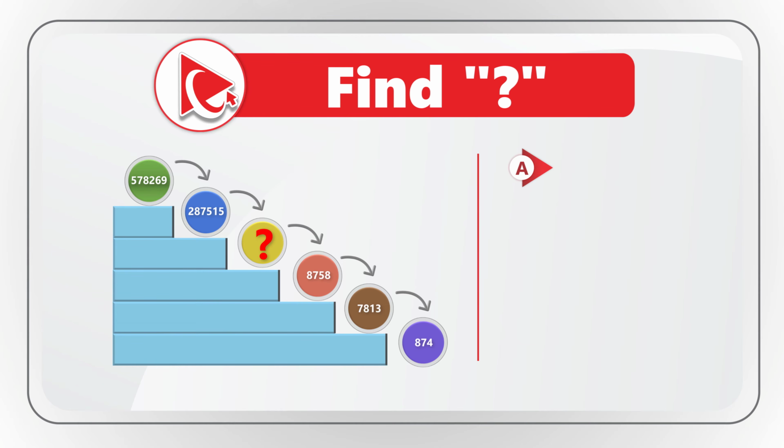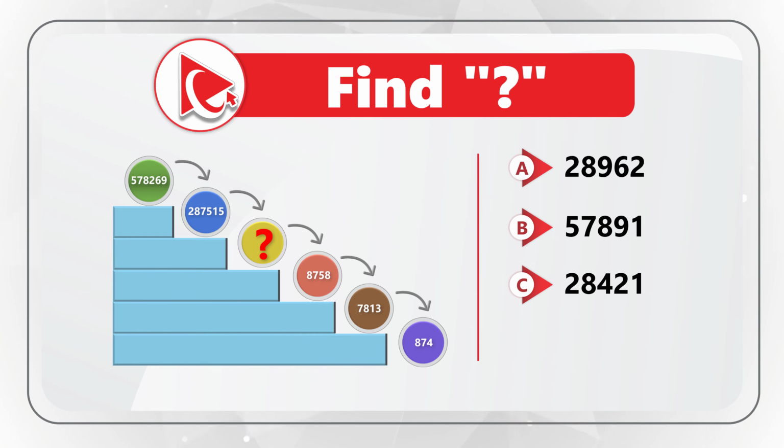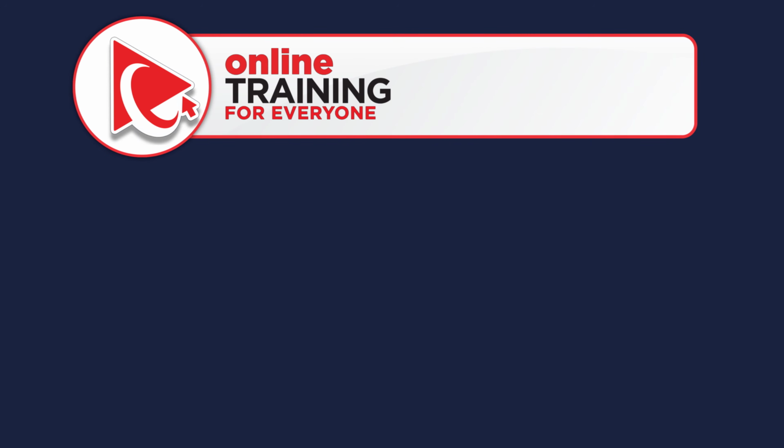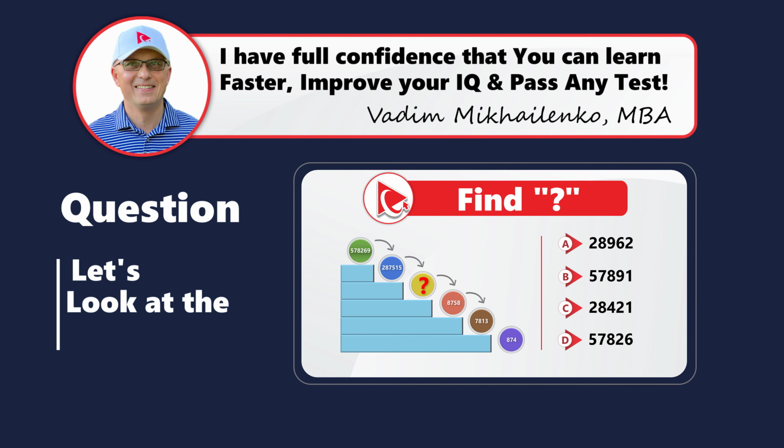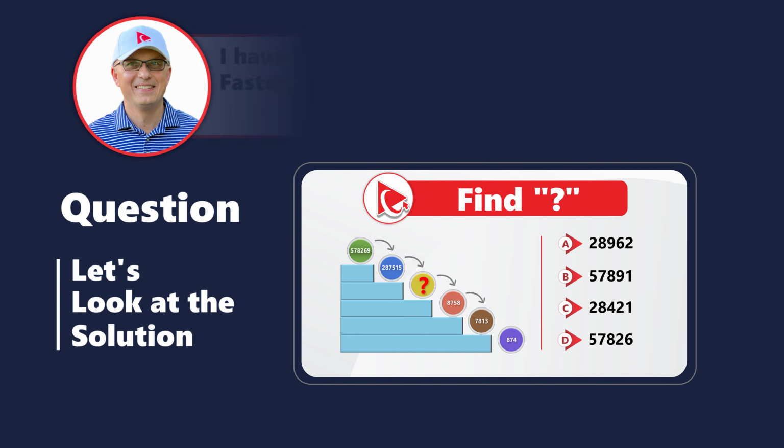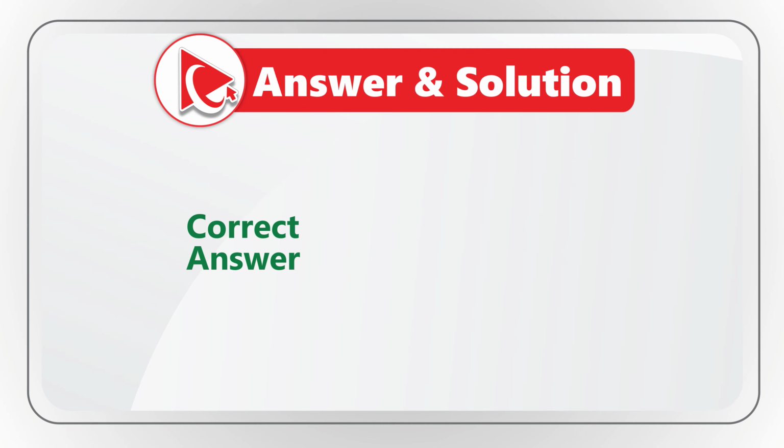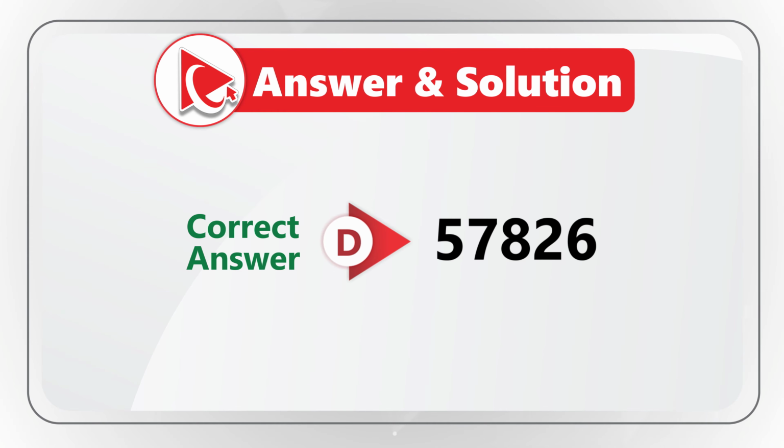Choice A, 28,962. Choice B, 57,891. Choice C, 28,421. And last but not least, choice D, 57,826. Take a close look to see if you can complete the calculations. And on my side, I am moving forward to share with you my version of the solution. And obviously, if you have a better way to solve it, please make sure to post in comments. I believe the correct answer here is choice D, 57,826.